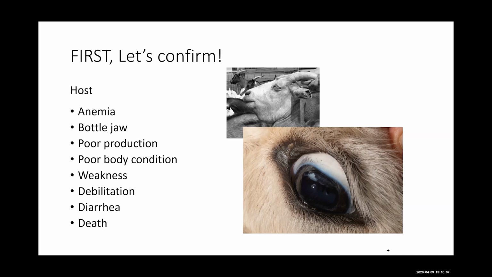If they're terribly anemic, you may have what's called bottle jaw, like the picture of the goat that's got fluid underneath the chin. You may just have poor production. They're not growing well. They're not producing wool well, what have you. Poor body condition. They're not putting on weight like you'd see. Certain parasites can actually lead to weakness, which generally is related to anemia. And that anemia also leads to debilitation, which is poor condition and weakness kind of put together.